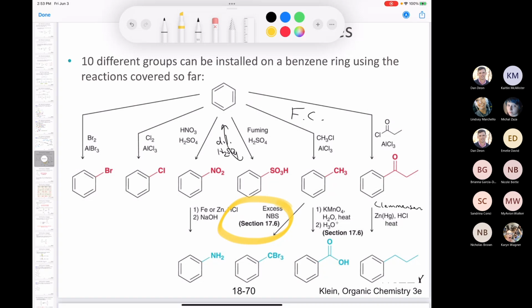If you go into section 17.6, it's reactions at the benzylic position, and it's also referred to here. If you go into that section, he mentions benzylic bromination. Yes, it's covered, but he doesn't bring up this exact reaction. What he talks about in section 17.6 is if you had toluene, for example, and you treated it with NBS, you would end up with benzyl bromides, or you'd end up with this compound.